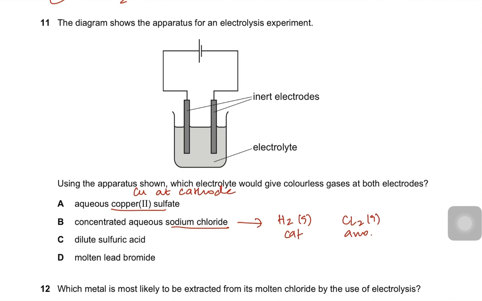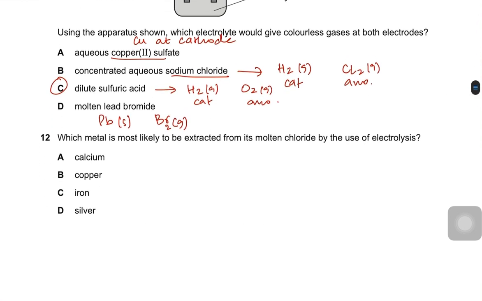Dilute sulfuric acid, definitely, because in dilute sulfuric acid you're going to get hydrogen gas at cathode and you're going to get oxygen gas at the anode. Sulfate from the sulfuric acid will never discharge, so C for cat is the answer. Molten lead bromide is going to give you lead at cathode and it's going to give you bromine, Br2, at the anode.